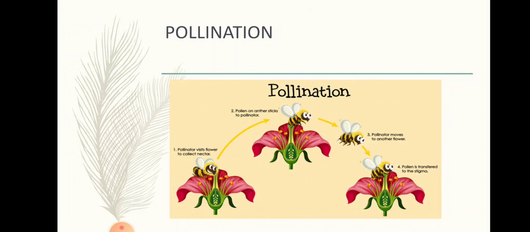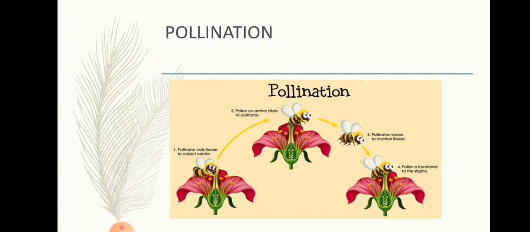Now in the picture itself you can see a honeybee who sits on the first flower, on the pollen part where the anther is present. Anther is a part where pollens are present, it's a part of the stamen, and these pollen grains stick to the legs of the honeybee. When this insect moves to another flower, the pollen grains of the first flower are transferred to the other flower. So this process of transfer of pollen grains from anther to stigma is called pollination.